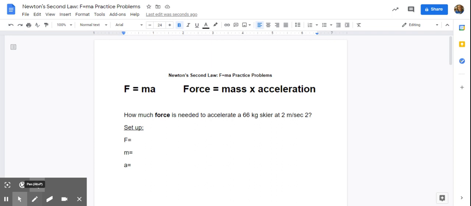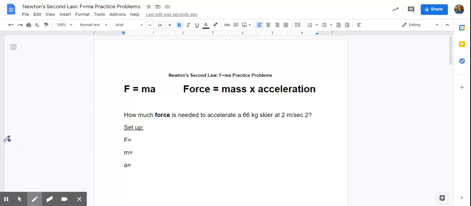I wanted to show you how to solve for force when we're talking about Newton's second law. That's what this video is about, and I'm going to make it super short, just going to solve for force. I'll make two other videos, one to solve for mass and one to solve for acceleration, in case you wanted to look at those as well. So let's go ahead and start.